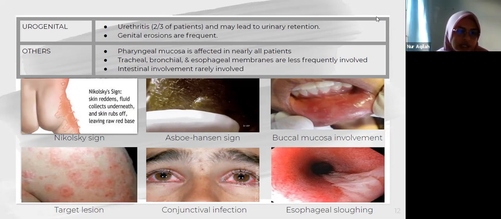Okay, so we can see here the Nikolsky sign. The skin is reddened, and under the skin there is fluid collecting underneath, and the skin will rub off. And if we move the skin a bit, and the skin is movable, and we can see the raw red bed under the moved skin, then it's a positive Nikolsky sign. And as for the Asboe-Hansen sign, if we put gentle pressure on the bulla and there's lateral expansion of the bulla, then it's a positive Asboe-Hansen sign.